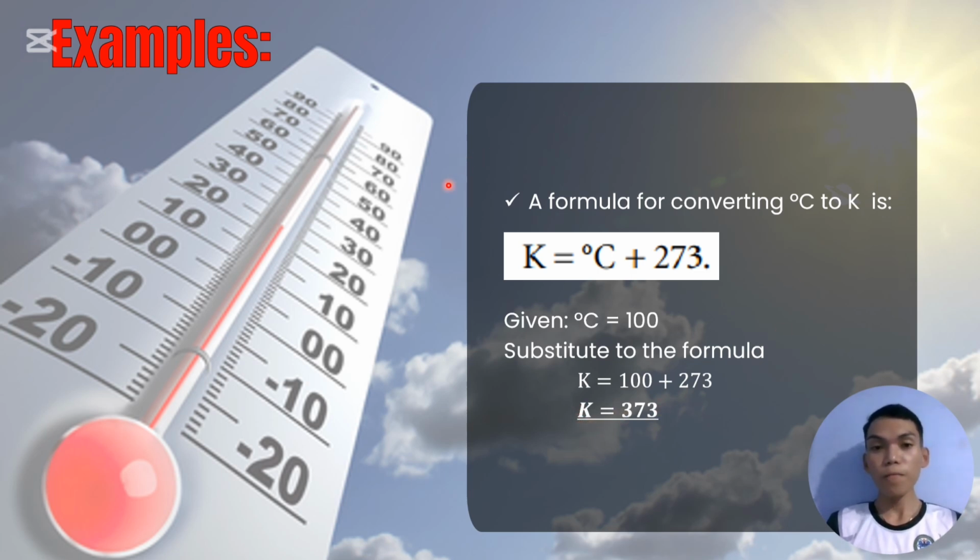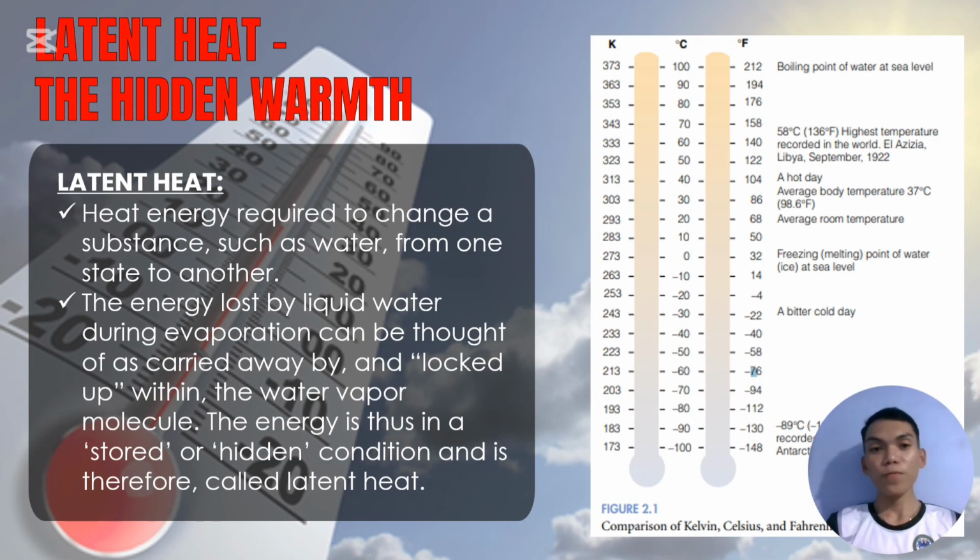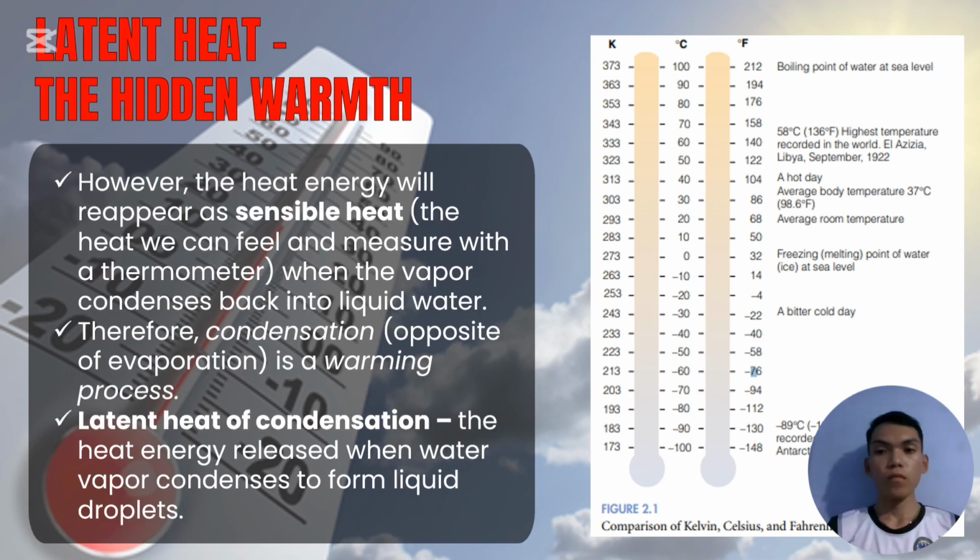So that's all in converting degrees Celsius to Fahrenheit, degrees Fahrenheit to Celsius, and degrees Celsius to Kelvin. Next we're going to discuss latent heat, or hidden warmth, or nakatagong init. In other words, this is the energy needed to change a substance from one state to another. For example, water going from liquid to vapor, also known as evaporation.